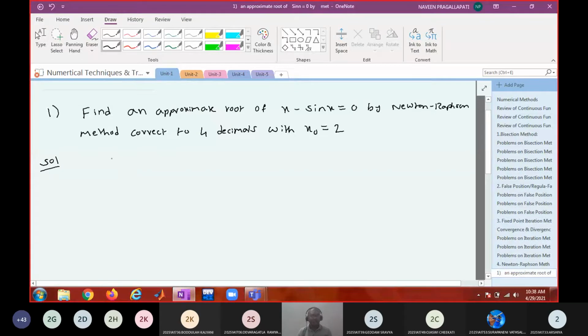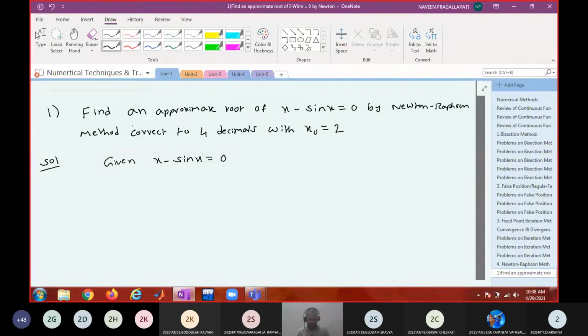So, solution, let us try. What is the given equation? Given that x minus sin x equal to 0. Now how many decimals do you have to fix in your calculator? 5. You should fix the number of decimals to at least 5, because 4 decimal places of accuracy is asked. For all problems in numerical methods, fix the decimals to at least 5, because it is a very fast method and you will get the convergence rapidly.